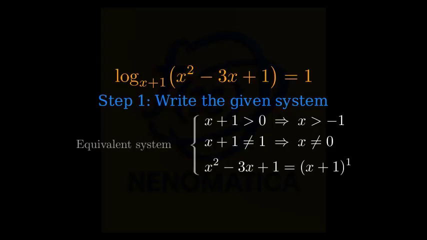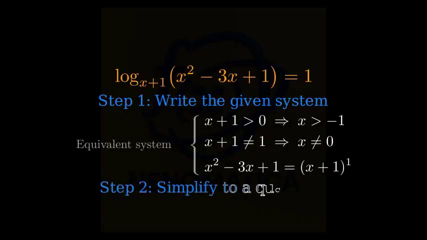1. The base condition x plus 1 greater than 0, which gives x greater than negative 1. 2. The base cannot be 1, so x plus 1 is not equal to 1, giving x not equal to 0. 3. Convert the logarithm to the algebraic equation by definition. The argument equals the base to the power 1.